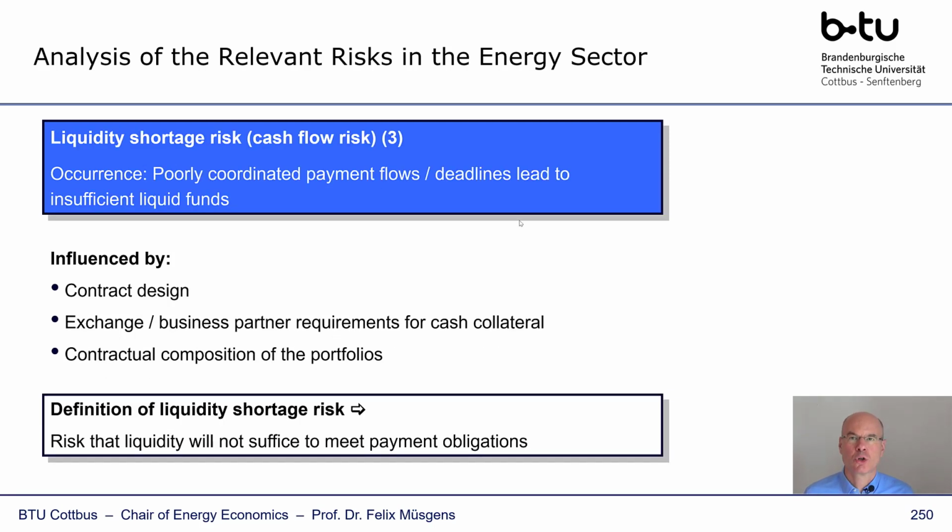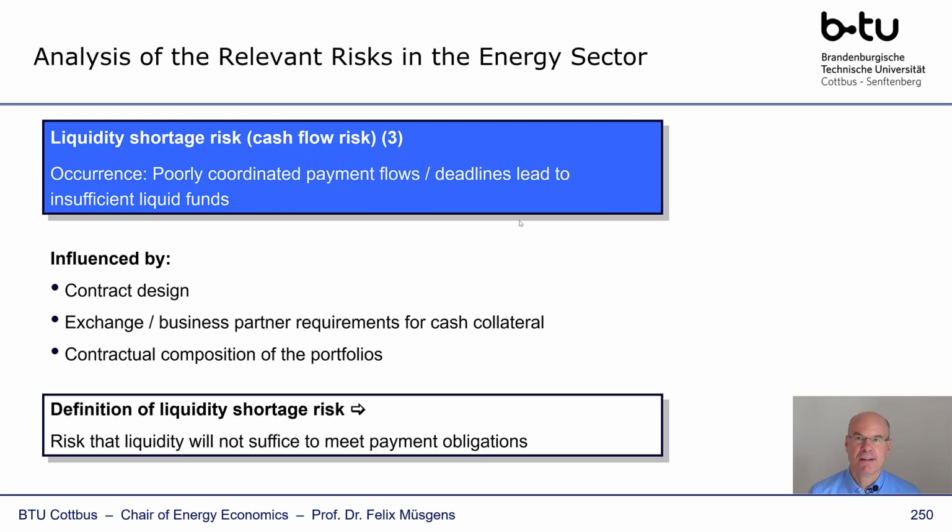Number three, liquidity shortage risk, also referred to as cash flow risk. Occurrence: poorly coordinated payment flows and deadlines lead to insufficient liquid funds. In short, your company runs out of money. So you have to pay somebody, but you can't because you don't have the money right now. You may still be solid in your overall portfolio. You may get some money later on, but that's not really helping you. If, for example, you sold a forward, which will be paid next year, that's not helping you with today's bill. So generally the company is still healthy, but due to poorly coordinated payment flows, it still runs out of money.